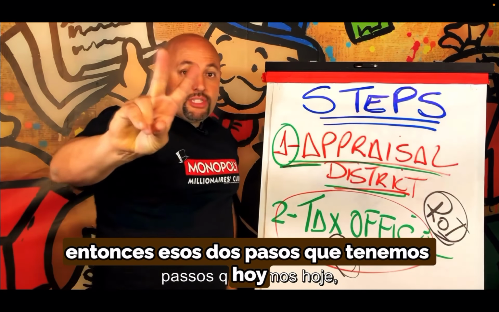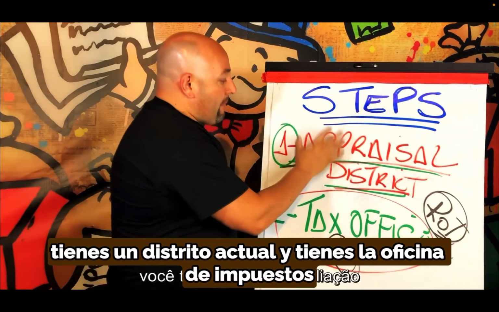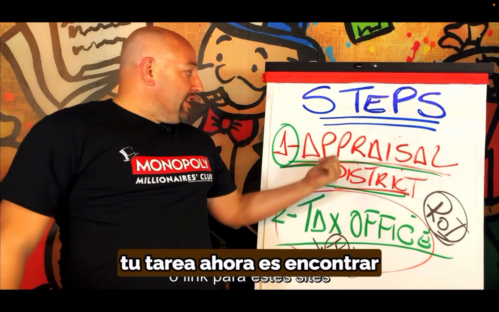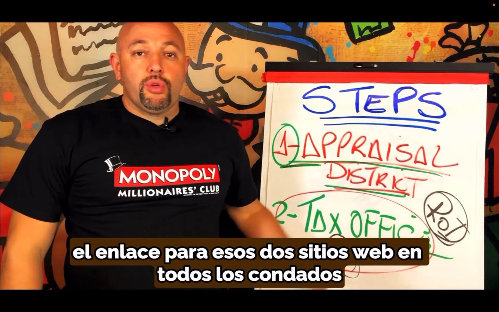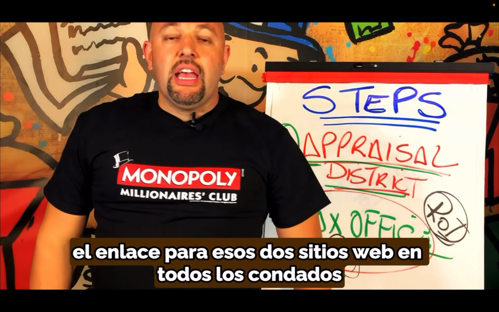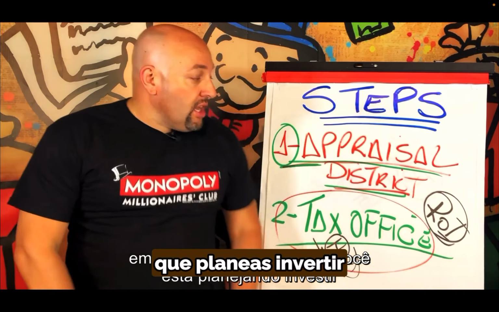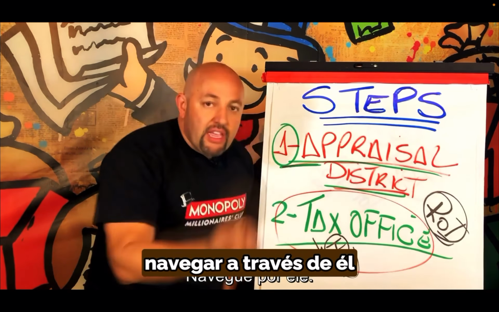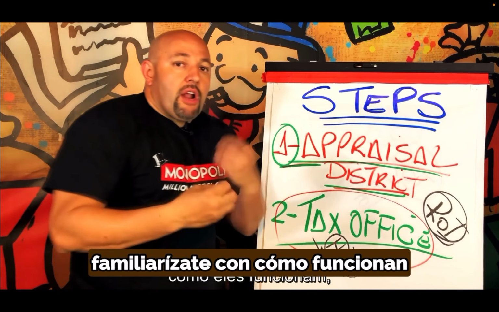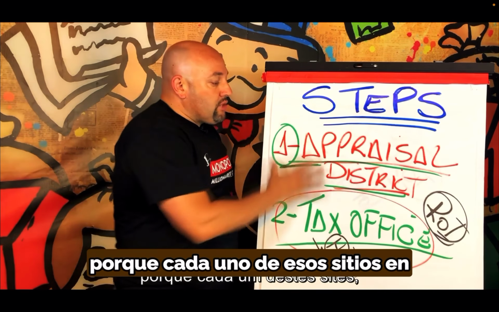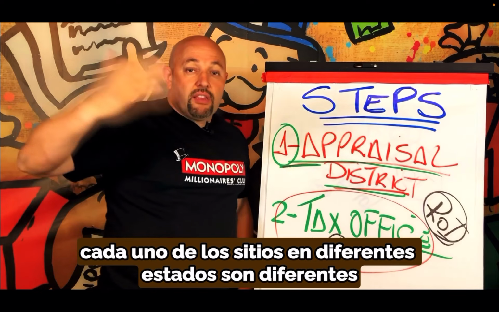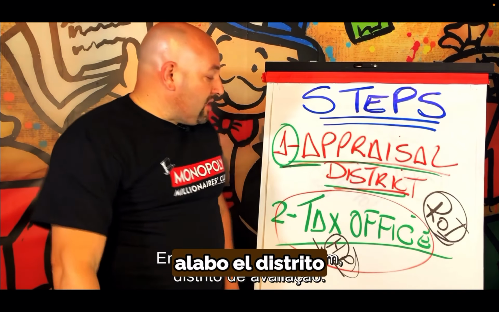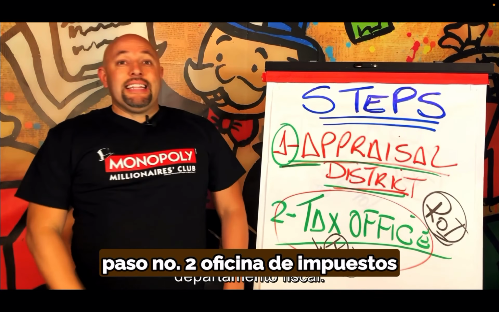So those two steps that we have today: you have the appraisal district and you have the tax office. Your homework now is to find the link for those two websites in all the counties that you are planning to invest in, and visit the appraisal district. Navigate through it. Get familiarized with how they work, because each one of those sites in different states is different. So step number 1, appraisal district. Step number 2, tax office.